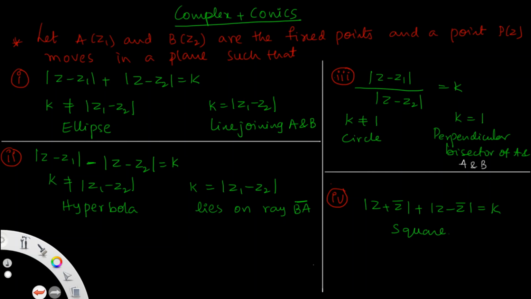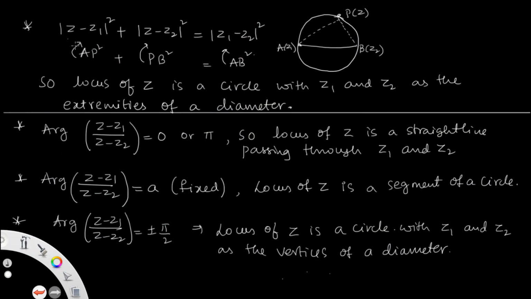And then go to the next page. If mod of Z minus Z1 whole square plus mod of Z minus Z2 whole square equal to mod of Z1 minus Z2 whole square, which is nothing but A of Z1, B of Z2, P of Z: Z minus Z1 is nothing but AP square, Z minus Z2 is nothing but BP square, and Z1 minus Z2 is nothing but AB square. So the locus of Z is a circle with Z1 and Z2 as the extremities of a diameter.